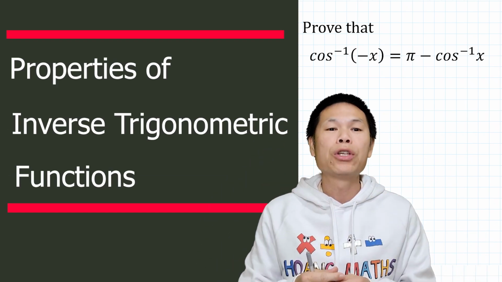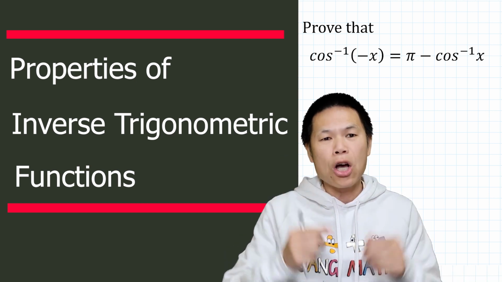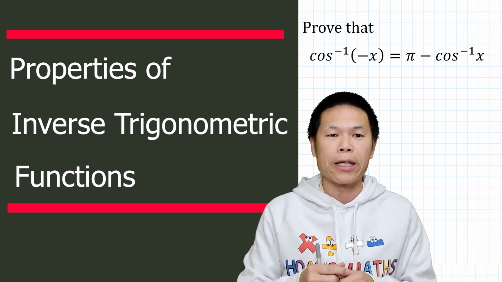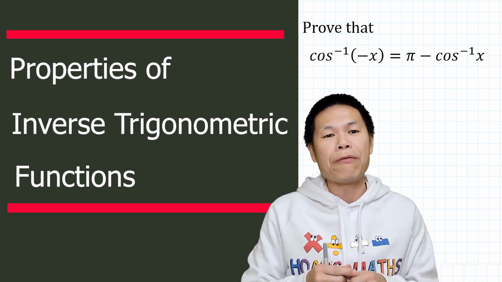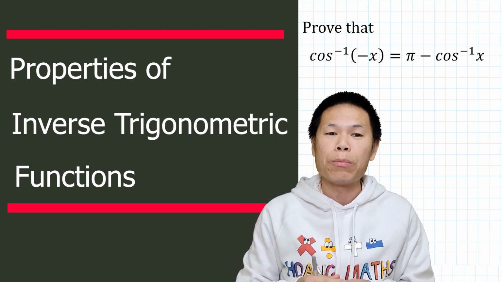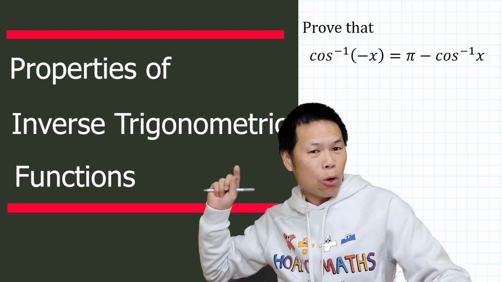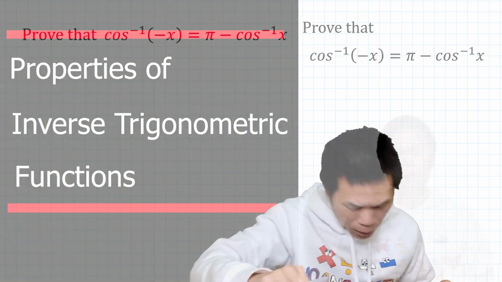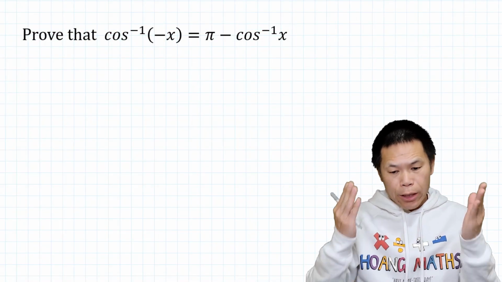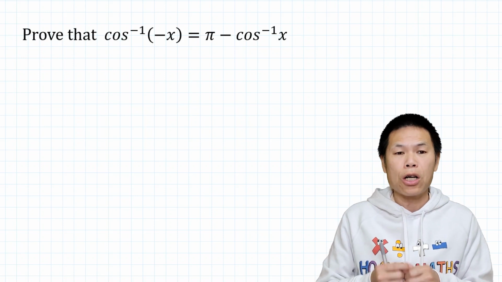This lesson, I will teach you how to prove inverse cos of negative x is equal to pi minus inverse cos of x. Of course, there is a PDF file version in the description below for you to download so you can work with me. Otherwise, let's go straight into it. To prove inverse cos of negative x is equal to pi minus inverse cos of x.